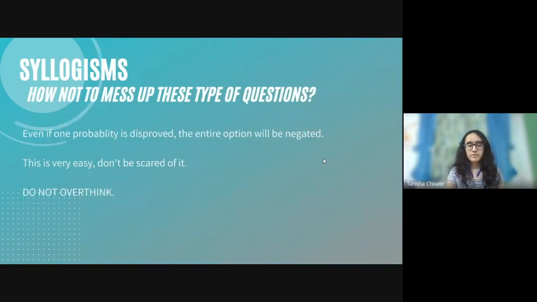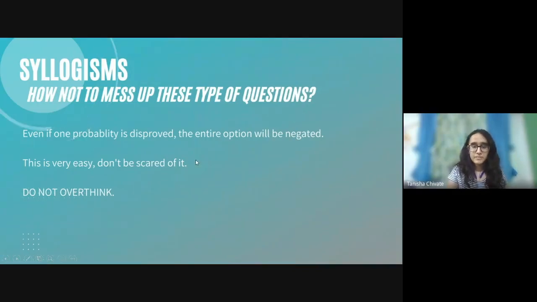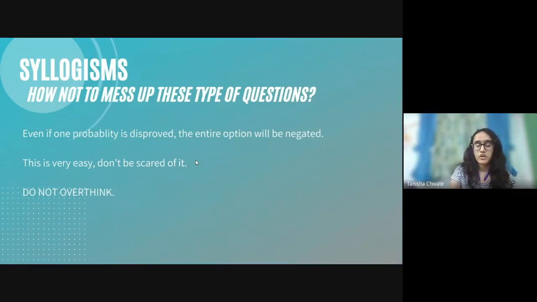Now, for syllogisms, I prefer Venn diagrams. A lot of people do it without Venn diagrams, but that requires a lot of practice and is usually not reliable. Venn diagrams are the most efficient way of doing it, so I would advise you to do it that way. Again, if one probability is disproved, the entire option will be negated. Believe me, honestly, syllogisms are the easiest part of it. They are way easier than passages. You should be grateful and really lucky if you get a lot of syllogisms in your CLAT exam. So don't overthink it. Don't think over an option for too long. If you feel you're not going to make any valid case, any valid probability, just skip that question, honestly.